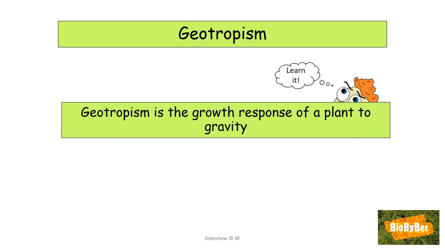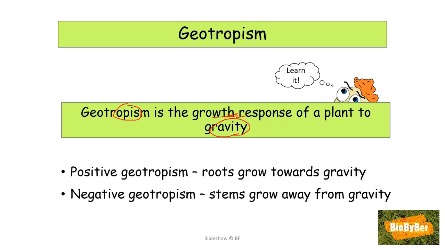What about geotropism? Again, we have to learn the definition. So, geotropism is the growth response of a plant to gravity. Positive geotropism would be where roots grow towards gravity. Positive, in favour of the stimulus or towards the stimulus. Negative geotropism, against the stimulus. No. The example of negative geotropism would be where stems grow away from gravity.